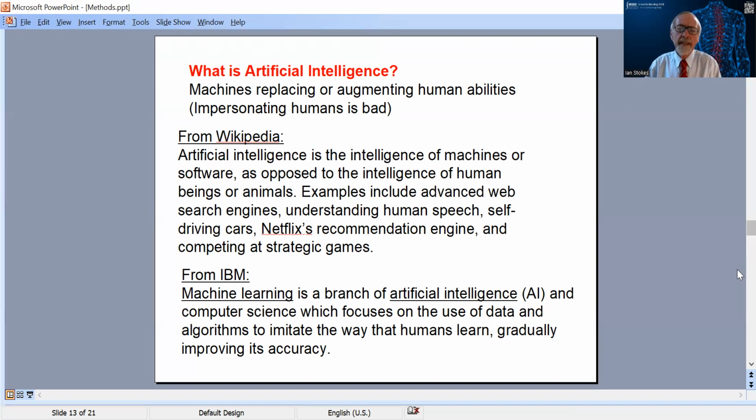So IBM gives a definition of a branch of artificial intelligence. Machine learning is a branch of artificial intelligence and computer science which focuses on the use of data and algorithms to imitate the way that humans learn, gradually improving its accuracy as more data and observations become available.